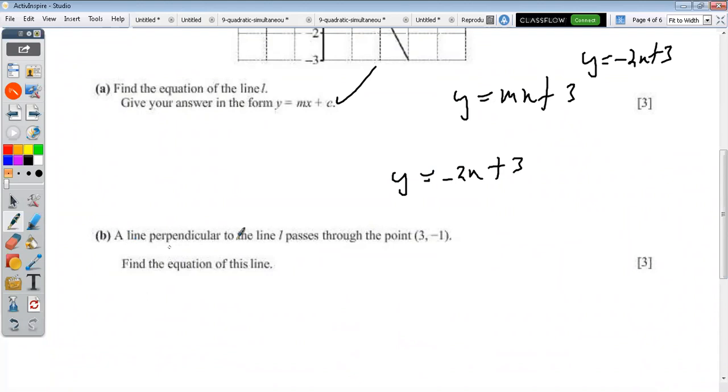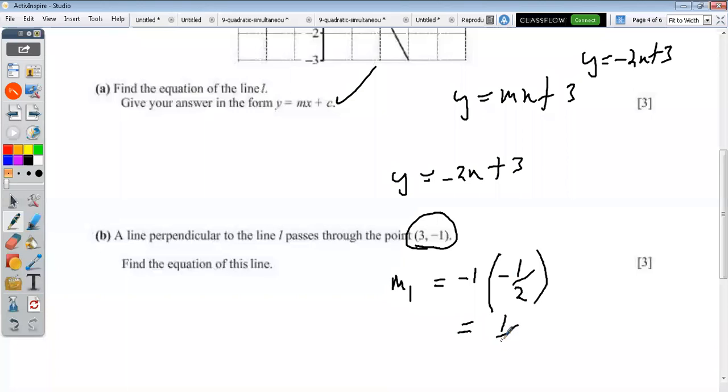Now, a perpendicular line to L passes through this point. So the line is perpendicular. It means the gradient is what? It is the negative reciprocal of this. So I'm saying minus 1 multiplied by the reciprocal of this, which is minus half. If I do that, I get a positive half. Are we together? The gradient of the perpendicular line.